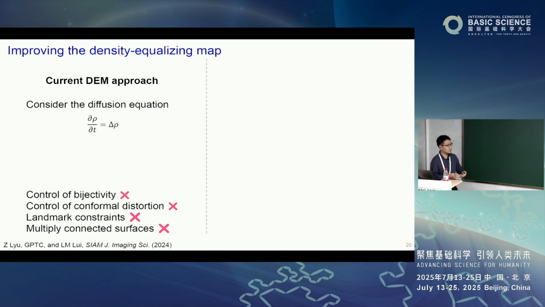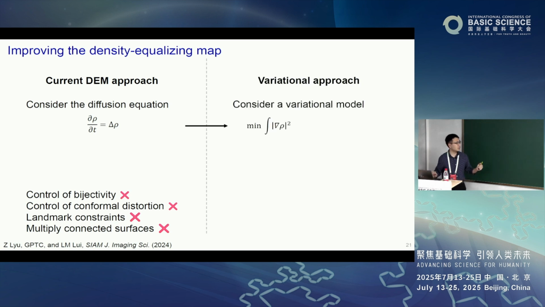How can we extend our approach to handle that? In this recent work, we try to extend this approach from just solving the diffusion equation to solving a variational model. This is kind of like the original density equation, I mean the diffusion equation, and then this will be corresponding to that.